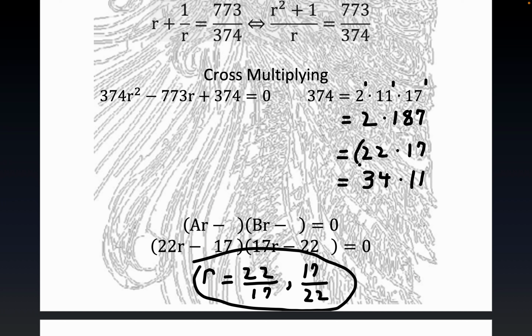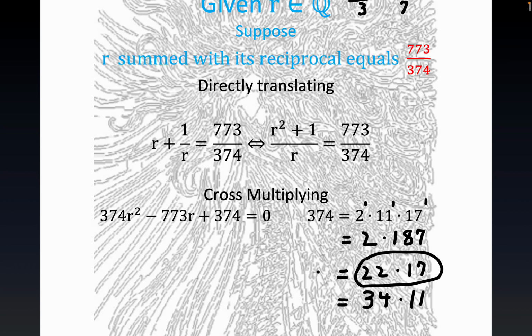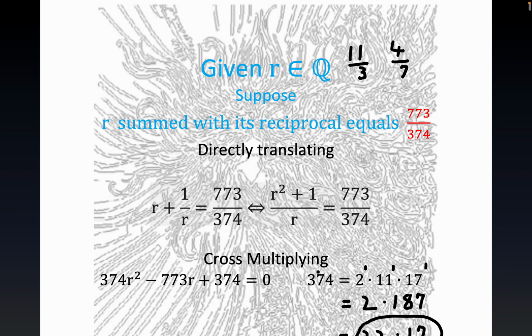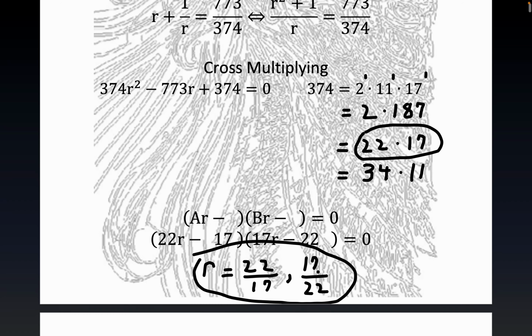And again, it took me at least 10 minutes or so to go through the trial and error, because it's just tedious computations. But anyway, these are the solutions. r equals 22 over 17 and 17 over 22 are the solutions to this original problem. All righty, that's all.